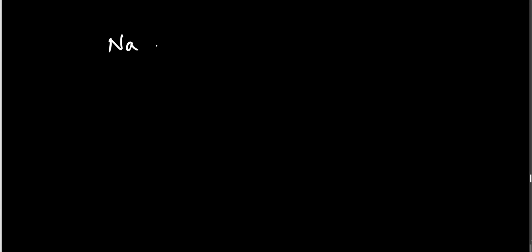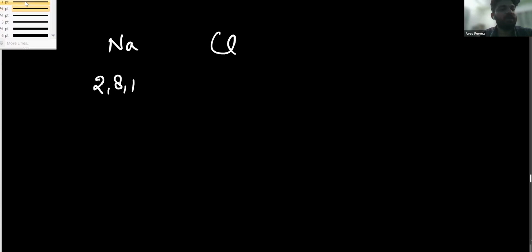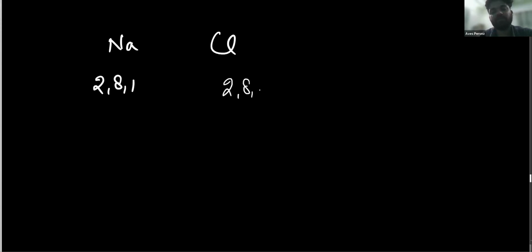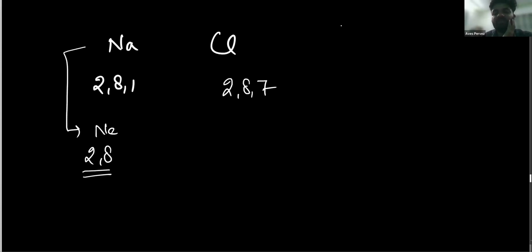So dear students, if I'm having sodium chloride, we have done this in the previous class, and I'm going to revise it one more time. Sodium has electronic configuration 2,8,1, and that of chlorine is 2,8,7. The nearest noble gas for sodium is neon, which has the stable electron configuration 2,8. And the nearest noble gas for chlorine is argon, and the electronic configuration for argon is 2,8,8.